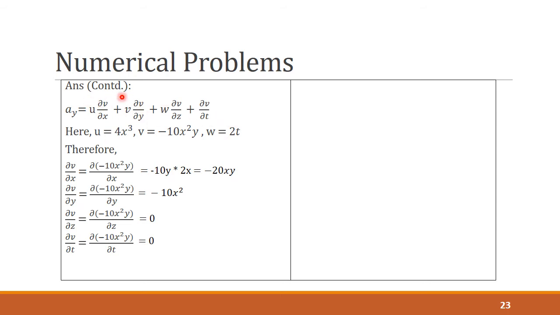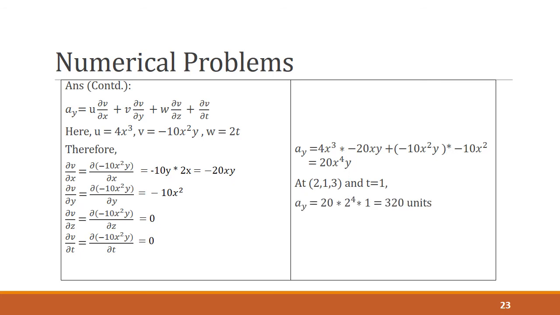And so we are going to substitute in the expression for ay. And we will get 20x raised to 4 times y. At the point 2, 1, 3 and t equal to 1, we will obtain ay to be equal to 20 into 2 raised to 4 into 1, which is 320 units. Now az.